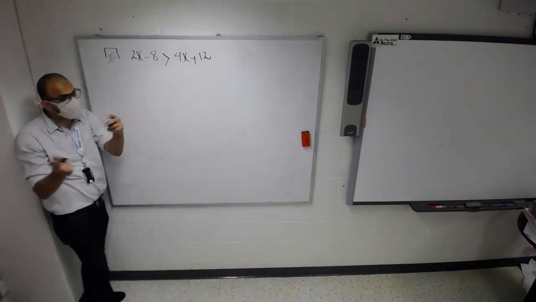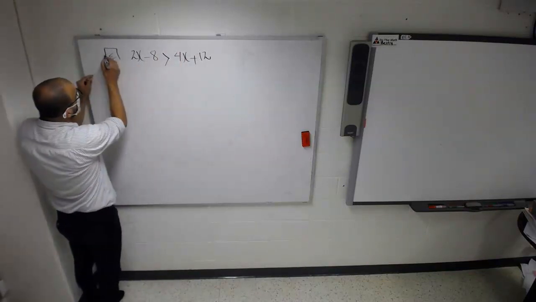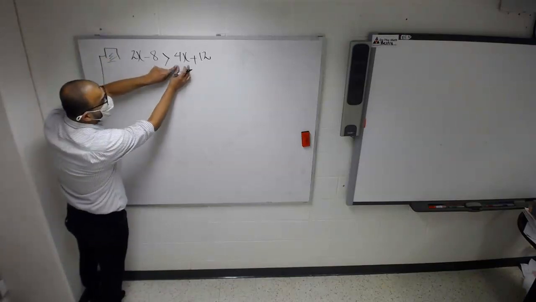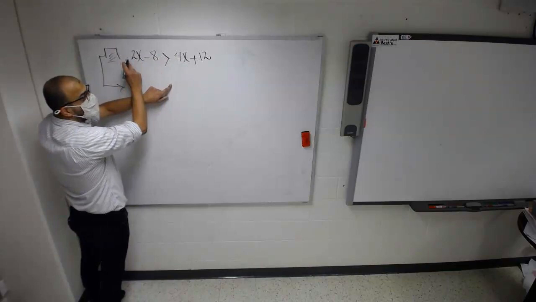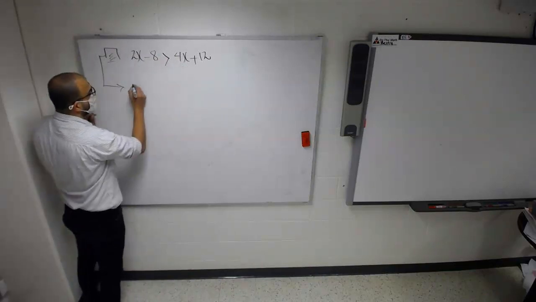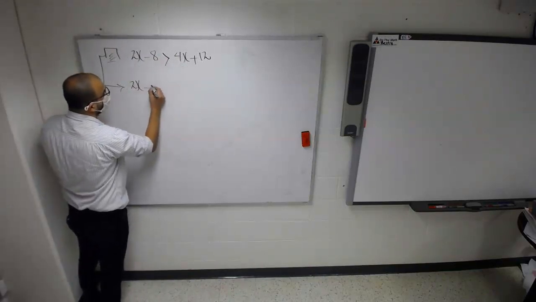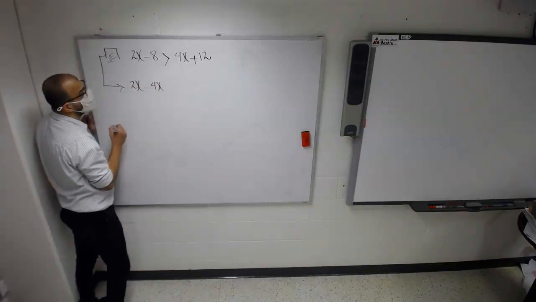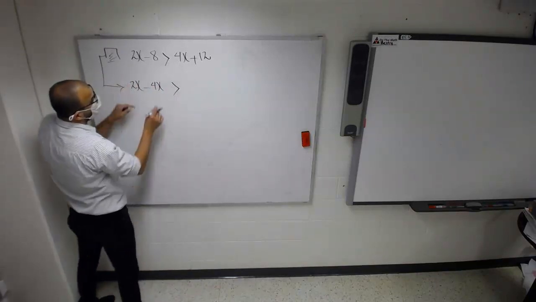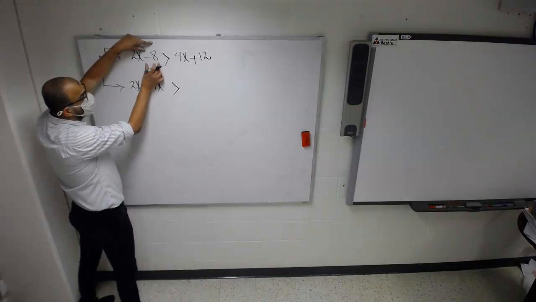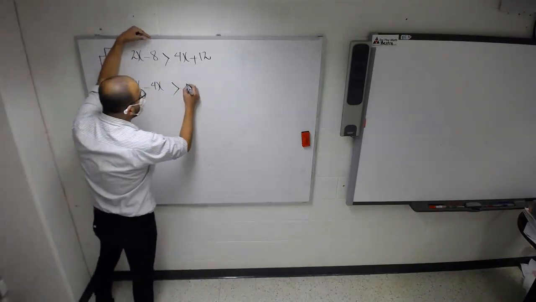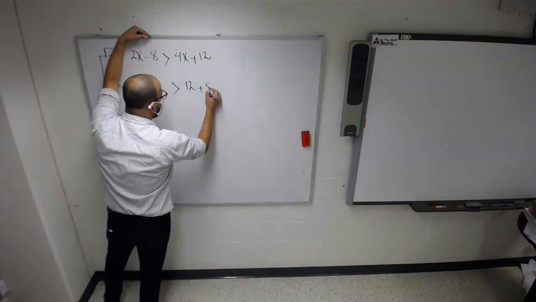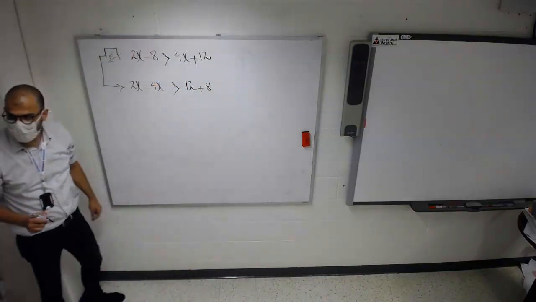It depends on you. If you're going to do this, the first thing is that you take 4x, take this out, bring it to the other side, and it becomes minus 4x. Then you have 2x minus 4x is greater than, and you take minus 8 to the other side, becomes positive 8. Then you get 12 plus 8. So far, so good, everyone?